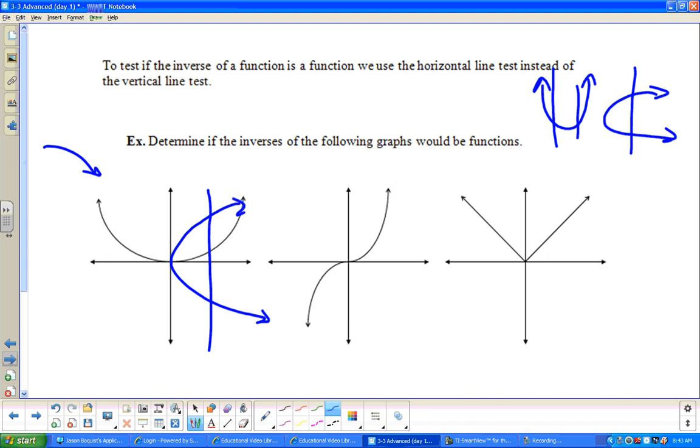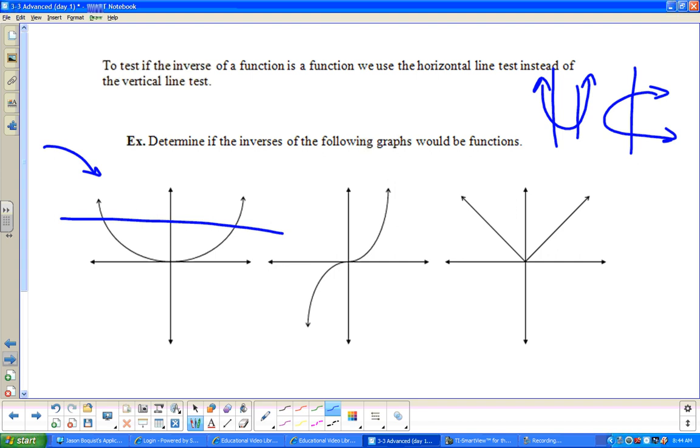How about the original? Is the original a function? Yes, but its inverse is not. So that's one way to do it, right? But do you agree that some functions are going to be hard to reflect in your head or be able to see it? And so what you can do is let's take that vertical line and reflect that and test it that way. If you reflect a vertical line, what do you get? A horizontal line, right? So let's just test these by horizontal line. When you do horizontal line, you're testing if its inverse is a function.